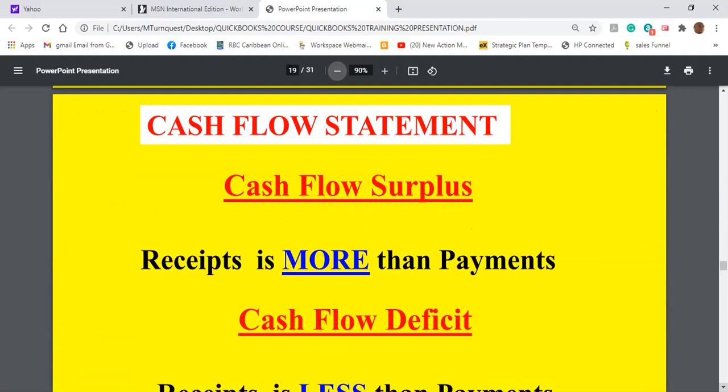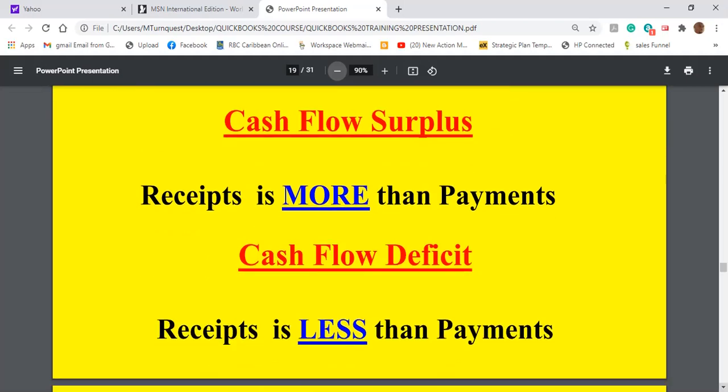If the receipts are more than the payments, you have a cash flow surplus. And if you have a cash flow deficit, the receipts are less than the payments. That means you're in trouble. So you're always supposed to have a positive. That's why you do monthly budgets and keep to your budget, because once you have a cash flow deficit every month, you go out of business very soon.